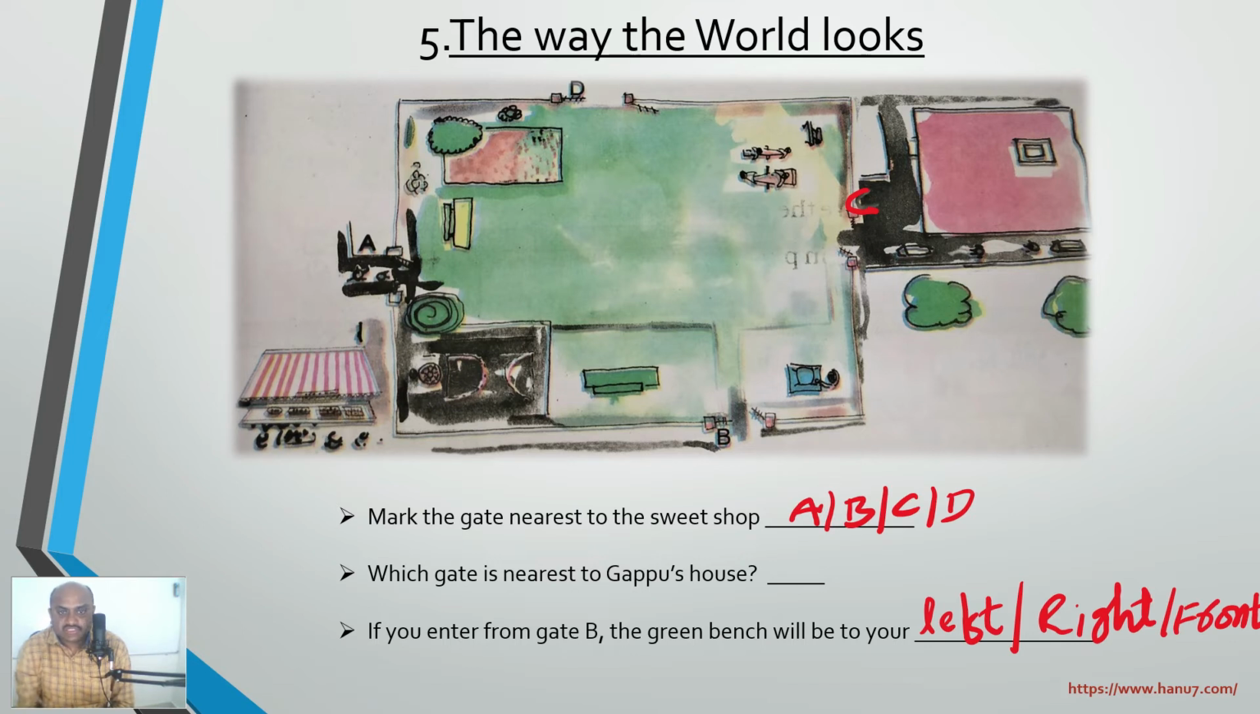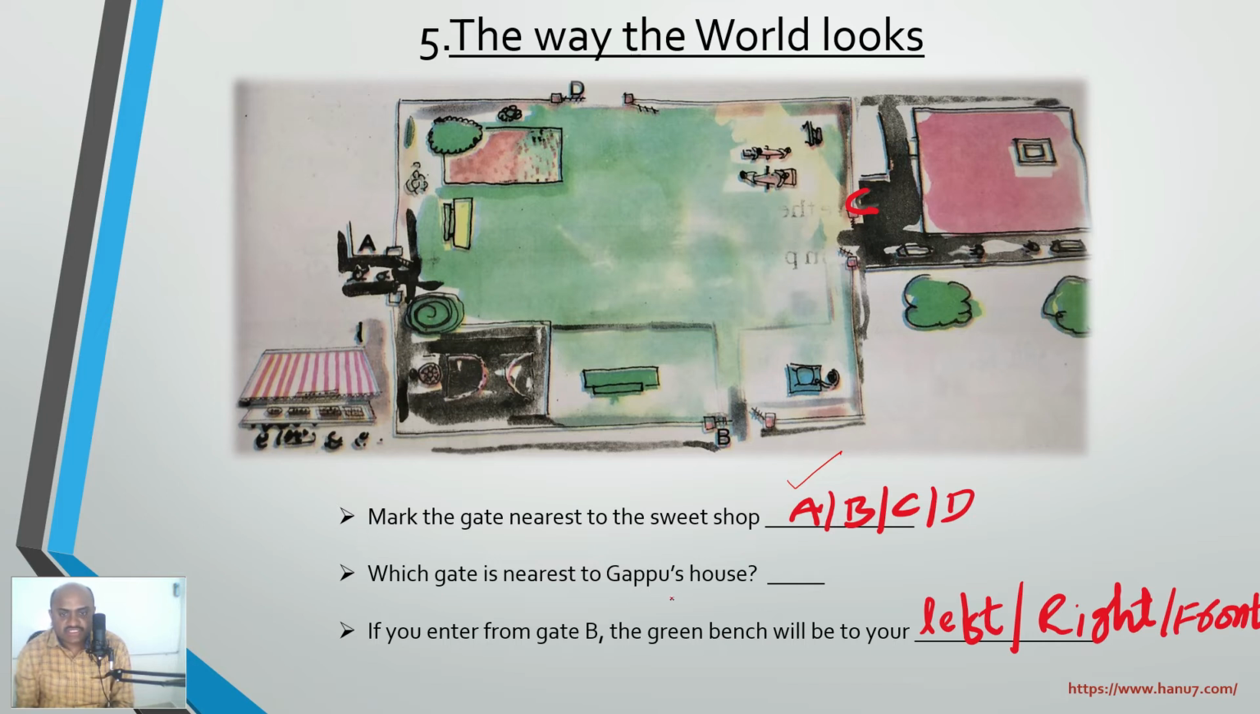Now let us take up some questions. First, mark the nearest sweet shop. Where can you find the nearest sweet shop? Is it near gate A, gate B, gate C or gate D? If you want to go and purchase sweets, from which gate is it available? The nearest gate we want. So the answer is A.